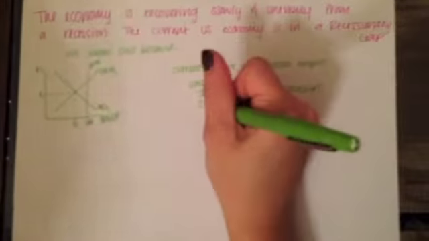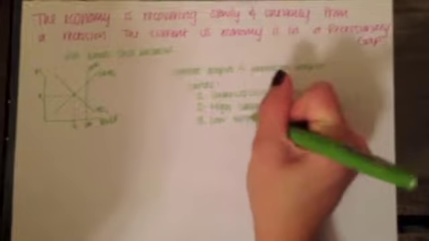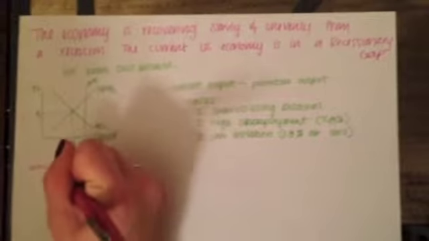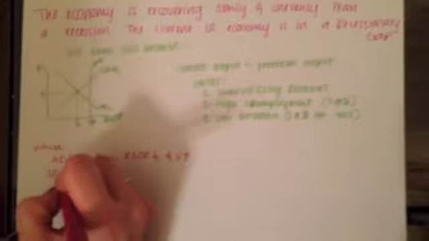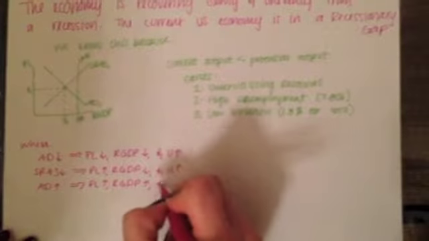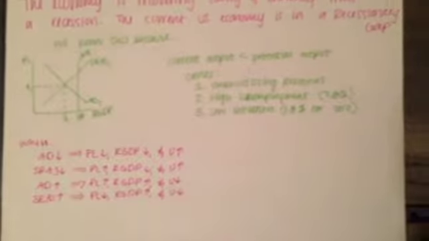When SRAS goes down, price level goes up, RGDP goes down, and unemployment goes up. When AD increases, price level and RGDP increase and unemployment goes down. When SRAS increases, the price level goes down, RGDP goes up, and unemployment goes down. And in an inflationary gap, current output would be greater than potential output.